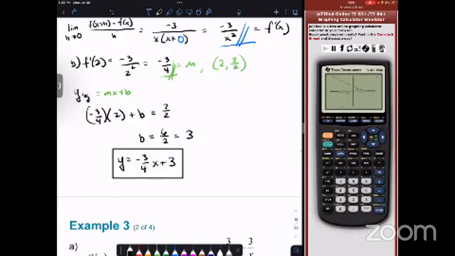So again, what the limit definition does is give us the best approximation that we can for the slope of the tangent line at the point. Okay. We can see the tangent line. It intersects at a curve, right? We can see it all there.